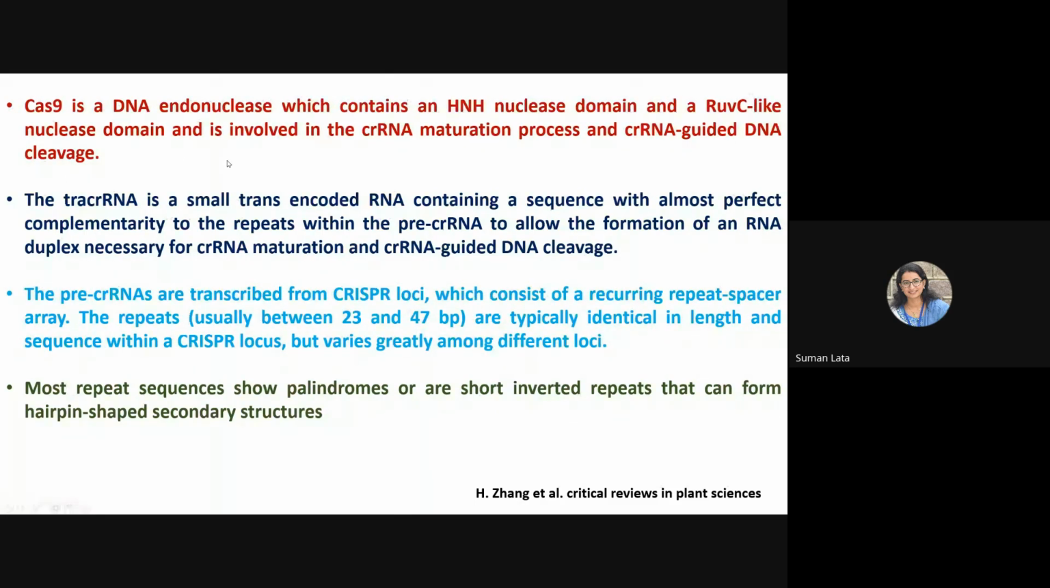So we have discussed that Cas9 is a DNA endonuclease which has two domains. One is the HNH nuclease domain, and the second one is the RuvC-like domain. It is also involved in CRISPR RNA maturation and CRISPR RNA guided DNA cleavage. And the trans-activating CRISPR RNA is a small trans RNA which has a sequence with almost perfect complementarity to the repeats within the pre-CRISPR RNA, which allows the formation of the RNA duplex, which is necessary for the maturation as well as CRISPR RNA guided DNA cleavage.